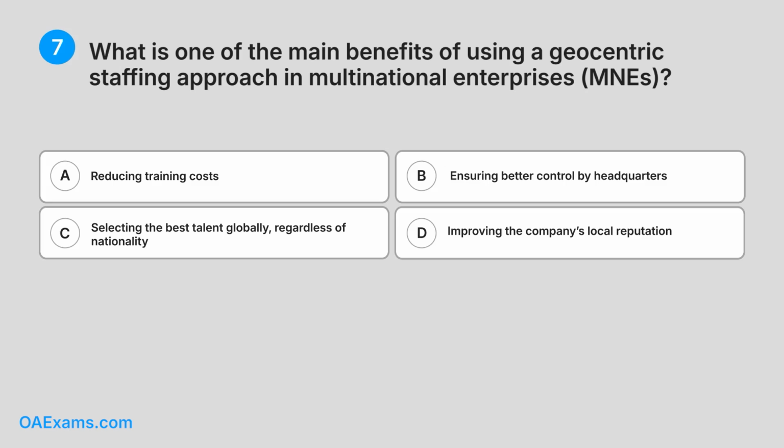7. What is one of the main benefits of using a geocentric staffing approach in multinational enterprises, MNEs? A. Reducing training costs. B. Ensuring better control by headquarters. C. Selecting the best talent globally, regardless of nationality. D. Improving the company's local reputation. Can you guess the answer?